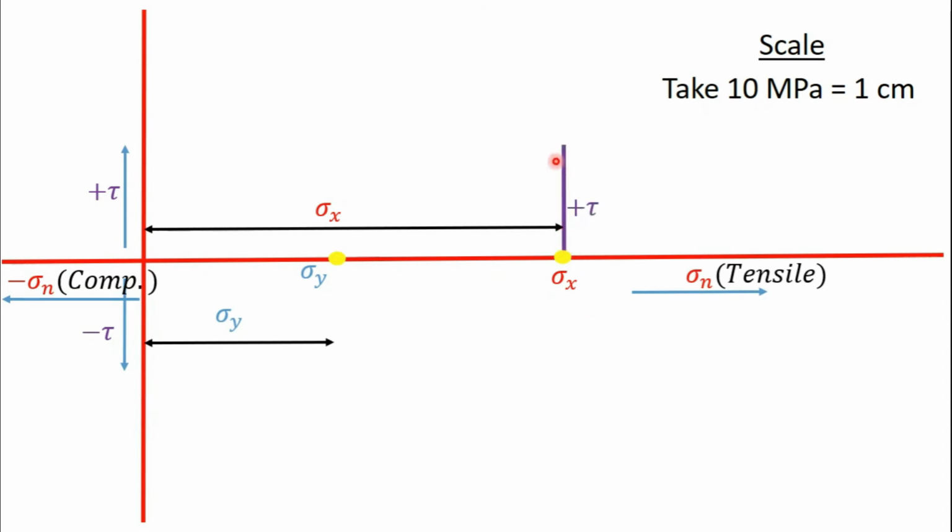So plus tau is drawn parallel to the y-axis. This is the coordinate of this point. I am talking about this one: plus sigma x and plus tau. Minus tau is plotted on the negative y-axis, compared to this y-axis, and this is the coordinate. The coordinate of this point will be sigma y, minus tau.